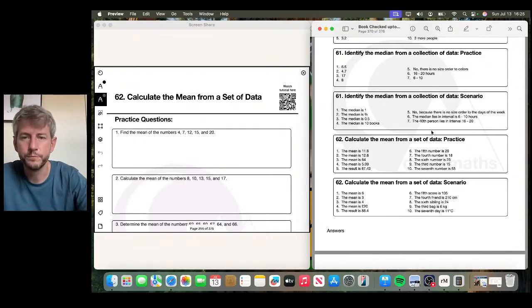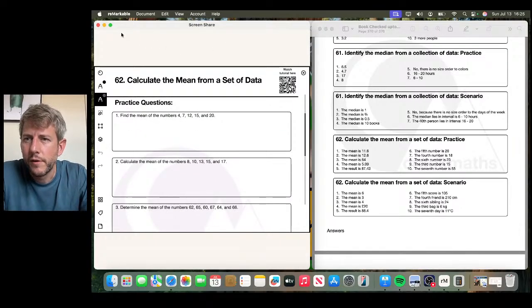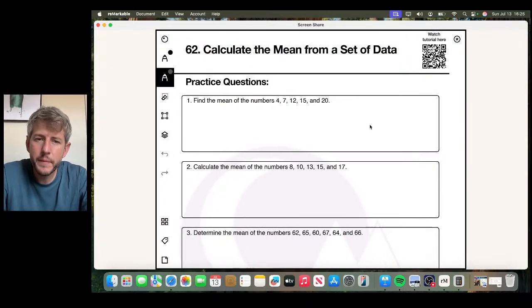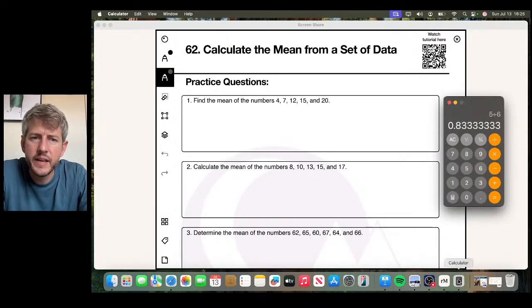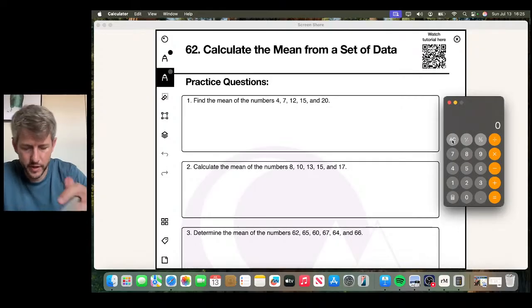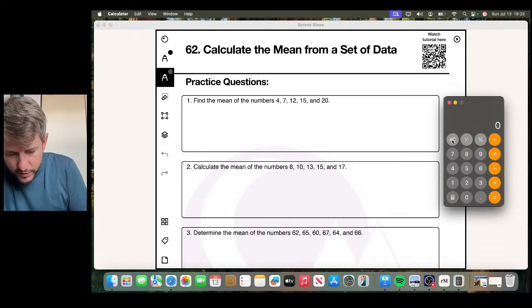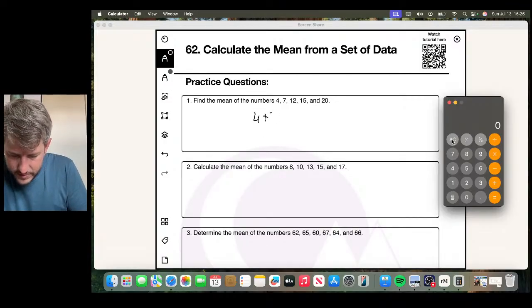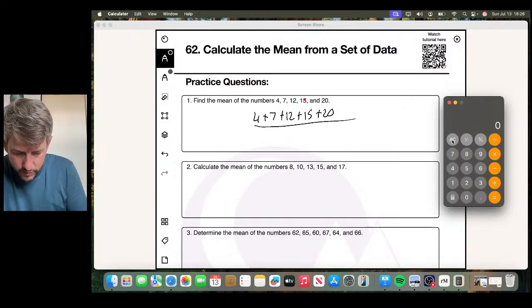Okay, right. Question 1. Find the mean of these numbers here. Okay, so the mean is when we add everything up and divide it by the number of things. So I can do 4, add 7, add 12, add 15, add 20, all divided by 1, 2, 3, 4, 5.